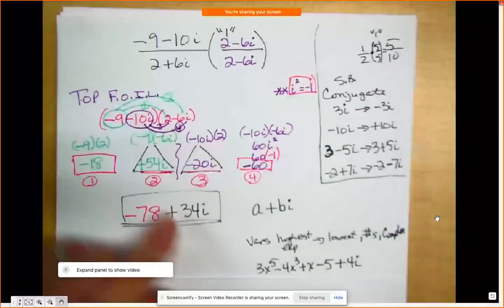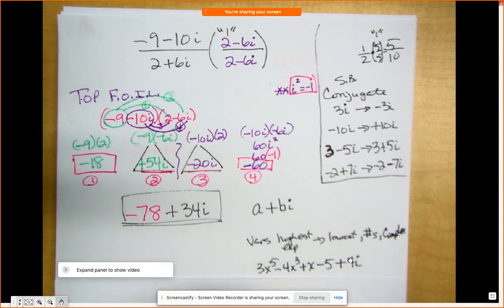Okay, so my final answer was right here. It's in a plus bi form. Now on the test, it could be backwards.